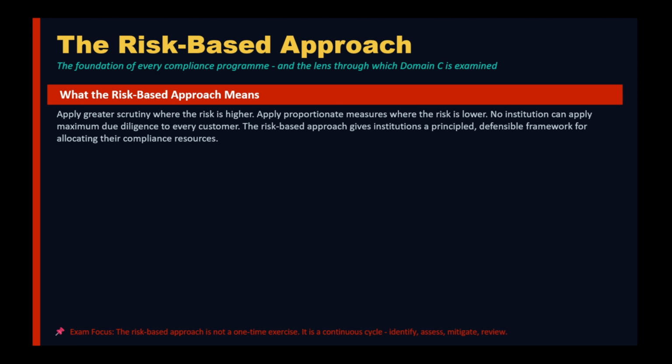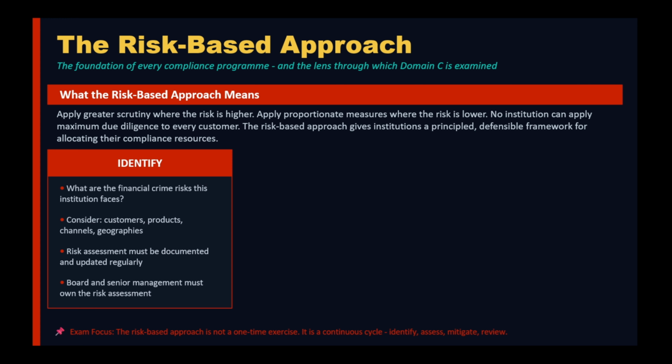So what does the risk-based approach mean in simple terms? It means apply greater scrutiny where the risk is higher. Apply proportionate measures where the risk is lower. No institution can apply maximum due diligence to every single customer. That would be impossible. The risk-based approach gives an institution a principled, defensible framework for allocating its compliance resources where they are most needed. The three steps we're going to cover now are identify, assess, mitigate.